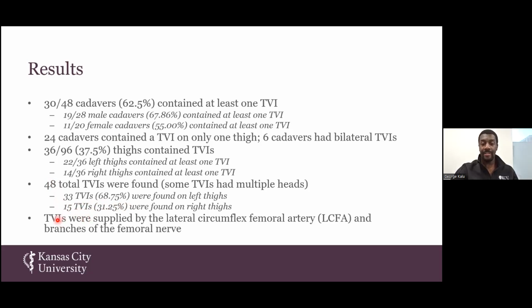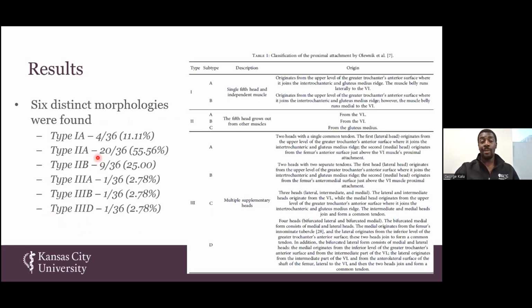And all the TBIs that I found were supplied by the lateral circumflex femoral artery and branches of the femoral nerve. So I found 6 different morphologies based off of Olunek's system. I found 4 type 1As. The vast majority of the ones that I found were type 2A, so this made up about 56%, 20 out of 36. About 25% were the type 2Bs. And then I found 1 type 3A TBI, 1 type 3B TBI, and 1 type 3D TBI.